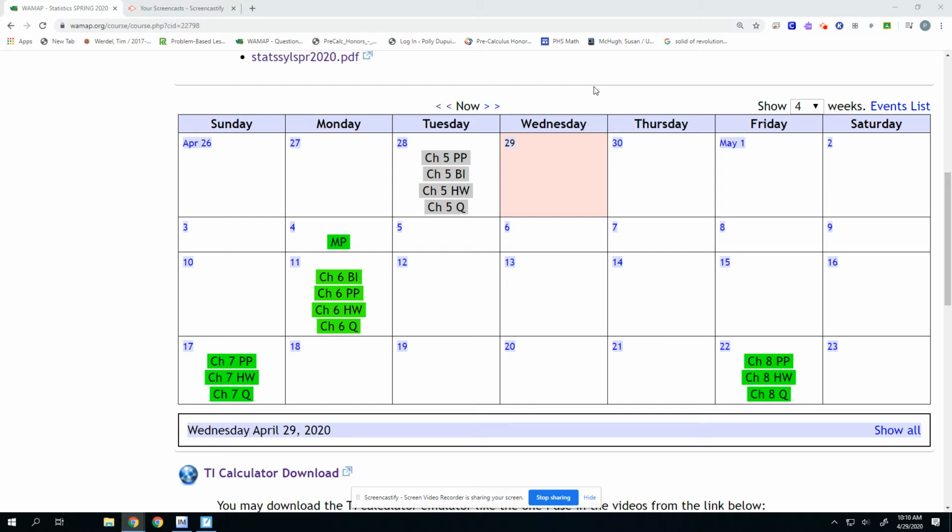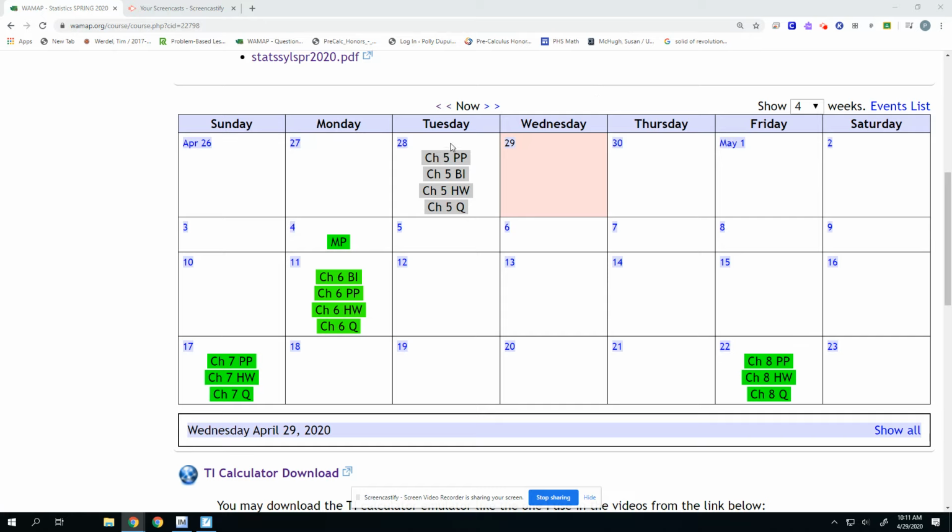So we're going to go ahead and take a look at the midterm exam and the midterm project. If you take a look on your calendar, you can see that the midterm project is due on Monday the 4th. The midterm exam, as soon as it's ready, will show up there as well. So all this material needs to be completed by the 4th of May.